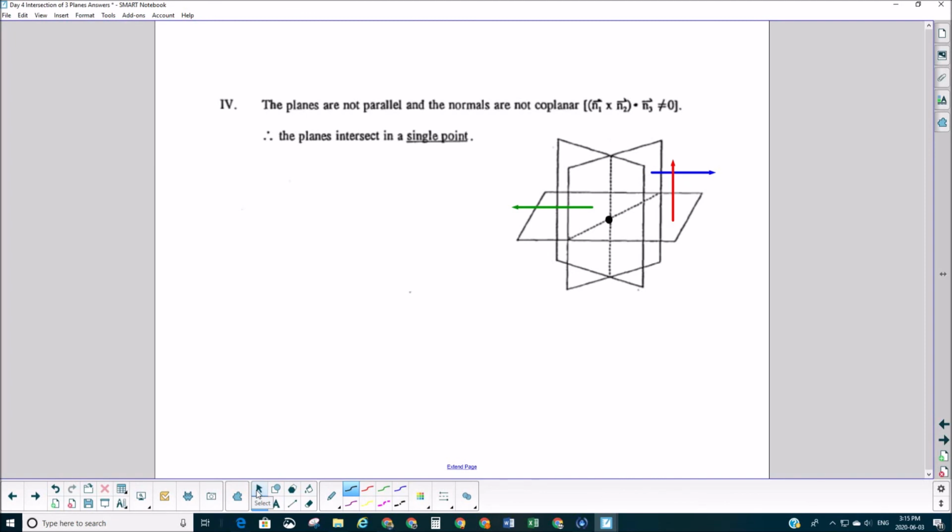All right, so that's the setup for this. We'll now go on and do a bunch of examples where you can see the math that would support finding the intersection of these three planes.